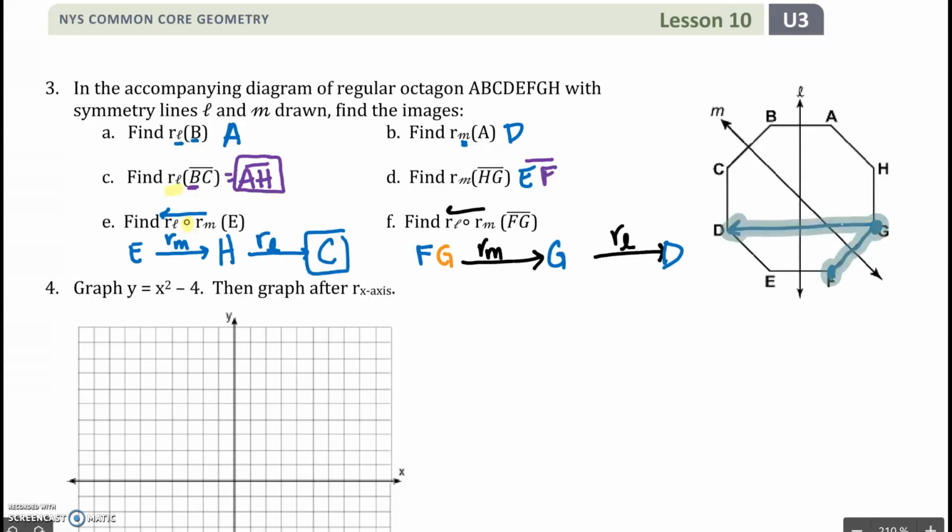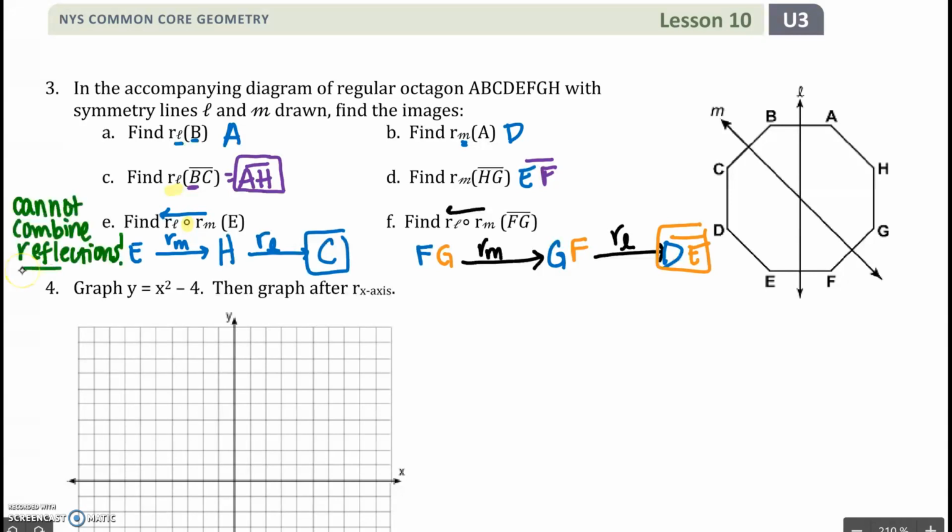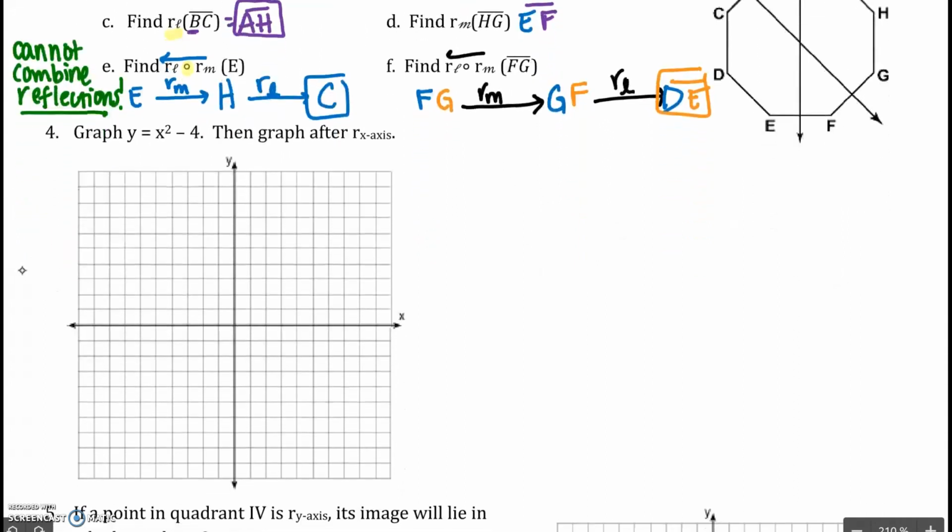And then we're going to do the same thing with point G. We're going to reflect it over M first, and then we'll take that and reflect it over L, and it would land on E. And this would be your final answer. So one point at a time, so they end up in the right order, because ED is not the same. Also notice, unlike translations, you cannot combine reflections for a composition.